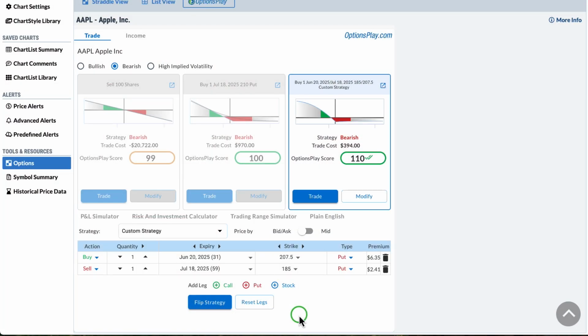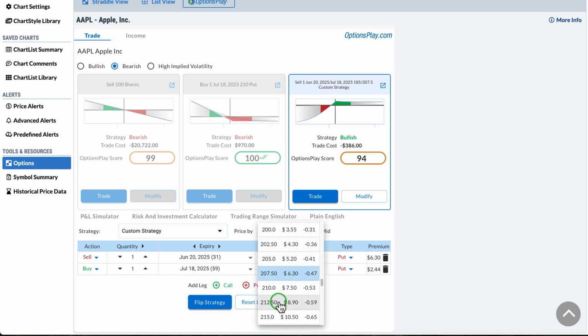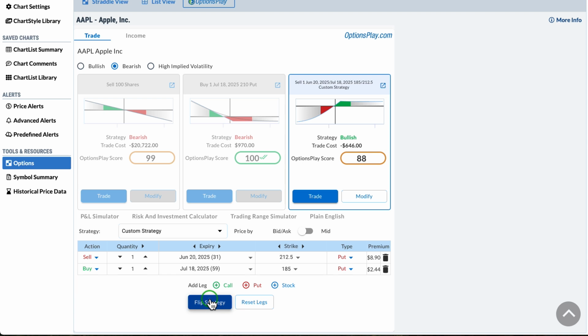Okay, one last question. So I did just hit modify to see that. There's a big tempting blue button down at the bottom that says flip strategy. What does that do? It basically reverses the strategy. So if you were trading, let's say, a long call, it'll flip it to a short call. If you have a long put, it'll flip it to a short put. It's designed for you to quickly modify more advanced strategies.